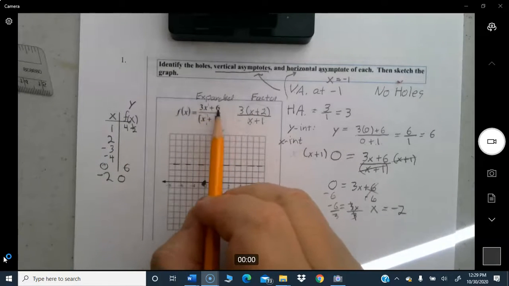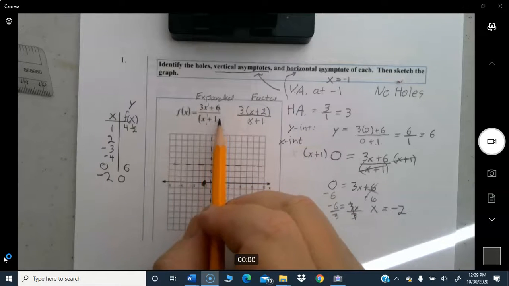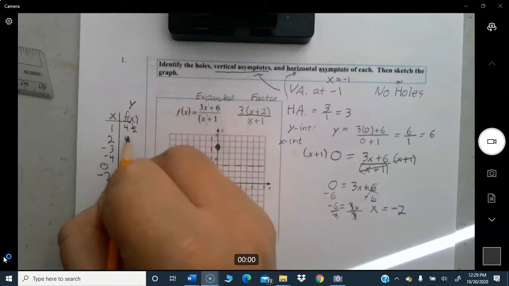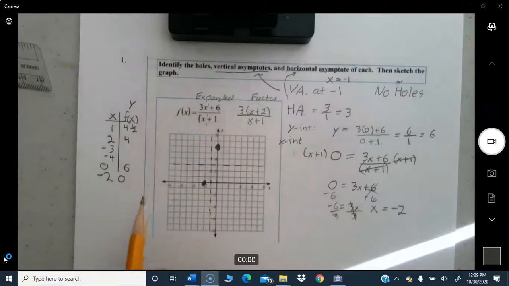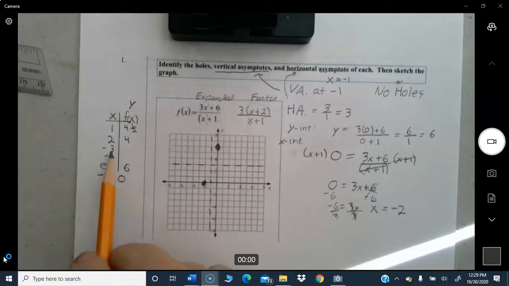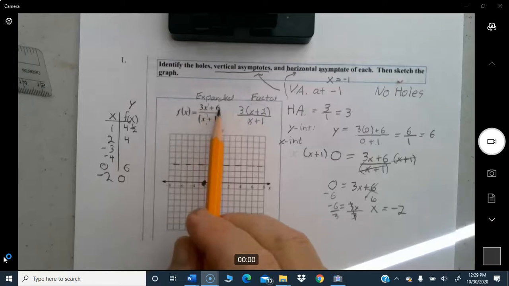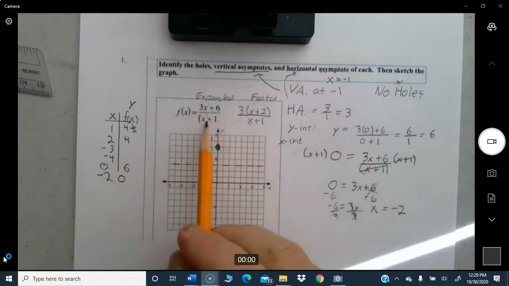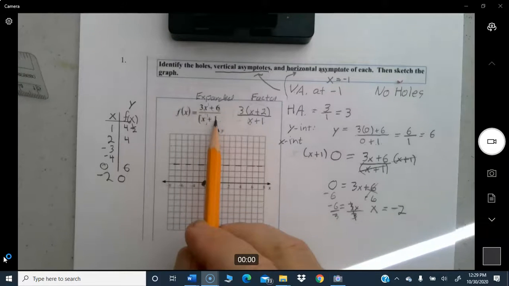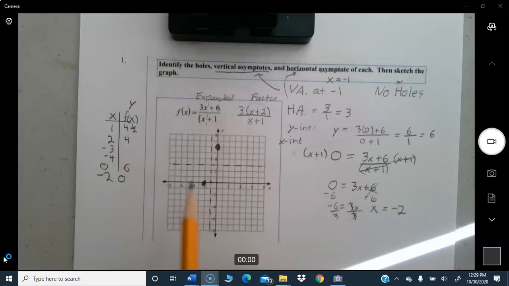Okay, how about 2? 2 times 3 is 6 plus 6 is 12. And 2 plus 1 is 3. 12 over 3 is 4. Okay, how about -3? 3 times -3 is -9 plus 6 is -3, and negative 3 plus 1 is negative 2. So negative 3 over negative 2 is positive 1.5.